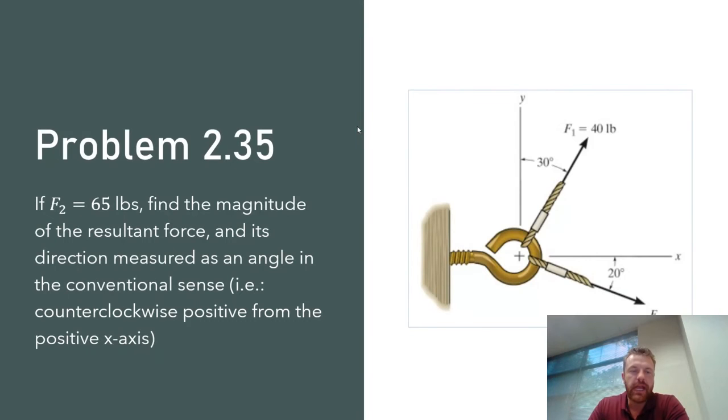So in this video, we're going to look at problem 2.35, which is a pretty simple problem, especially if all of the problems up until now have been easy to you. Namely, we have a coplanar force system, meaning that we have two forces acting in two dimensions. We're given both the magnitude and directions of each, and what we're asked to do is to determine the characteristics of the resultant force. Remember that the resultant force is just a fancy way to say the sum of all forces acting on a body.